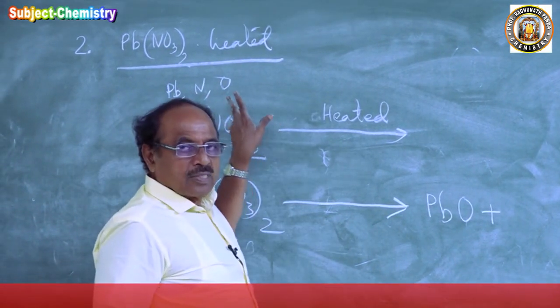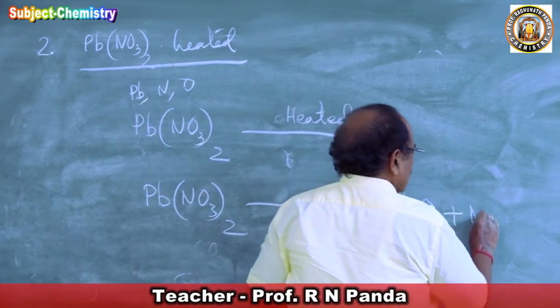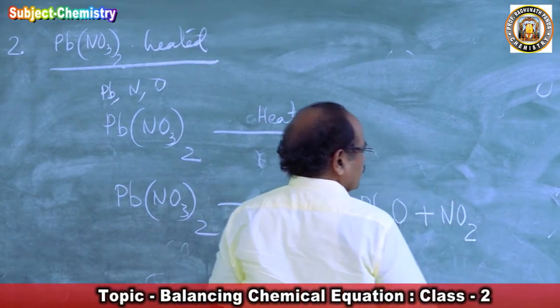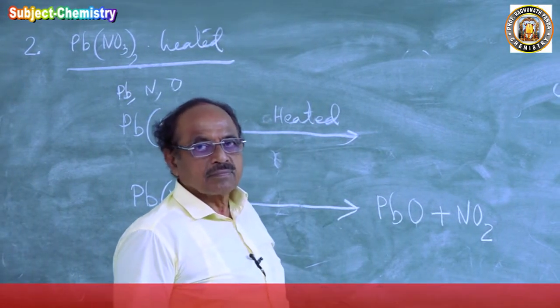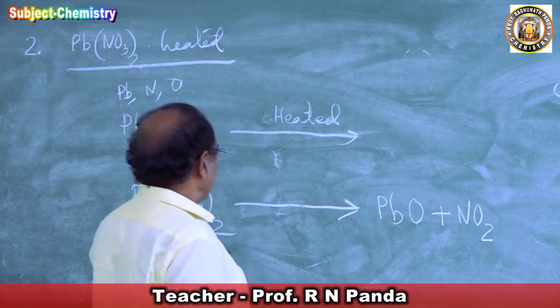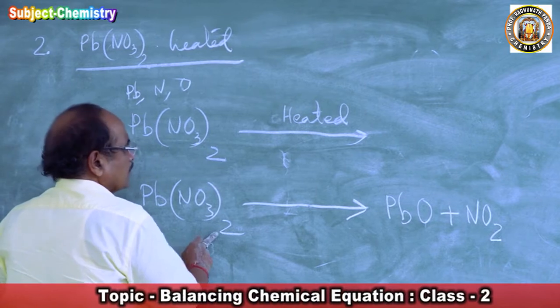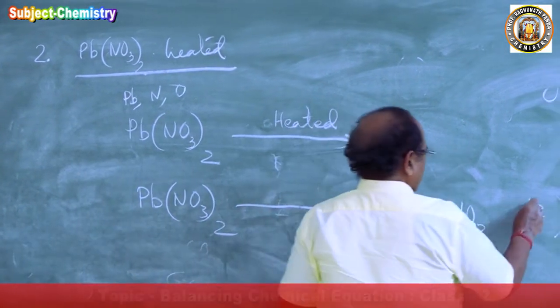Lead has reacted. Now who is left? Nitrogen. Nitrogen will react with oxygen to form what? NO2. So you got this? This is what has happened. Now you will balance this equation. So this is our skeleton equation.